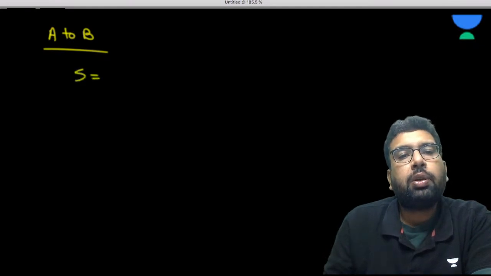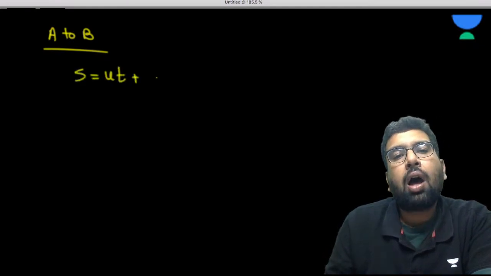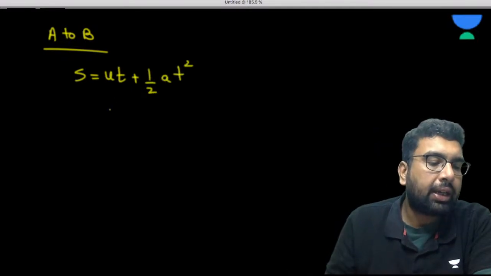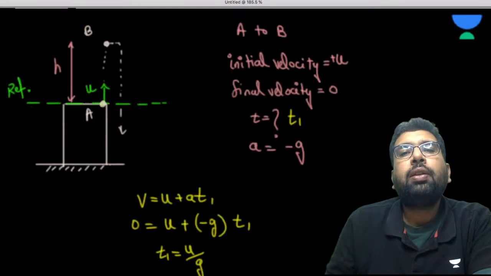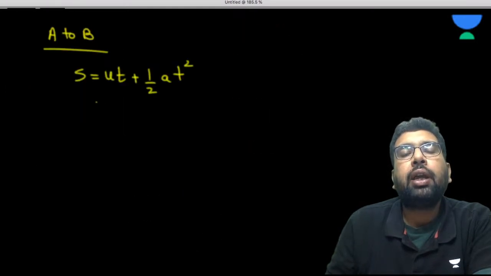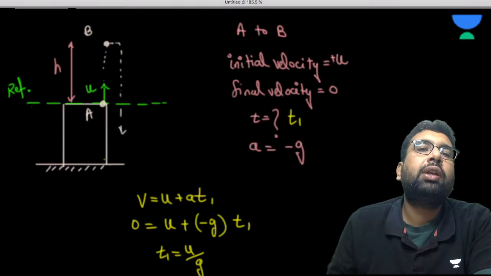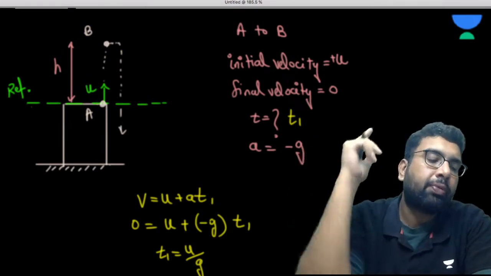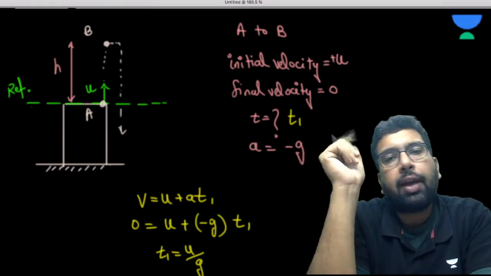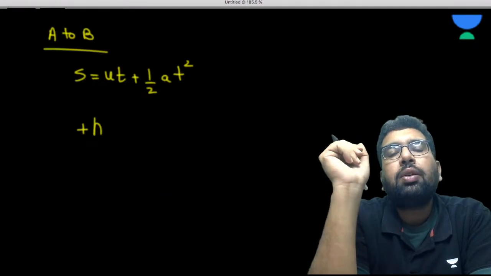S is equal to ut plus half at square. Now please tell me one thing. From the reference point we are moving upwards, so let's say that s is plus h. Why am I using this plus sign? Because we know all the vectors from the reference, if they are in the upward direction, are positive. I hope this is fine to you. So s is equal to plus h.